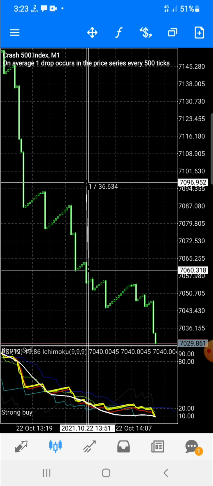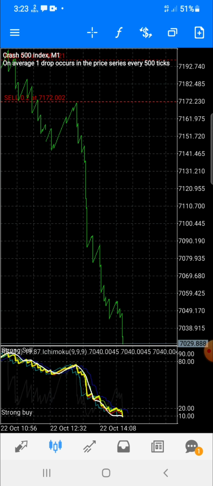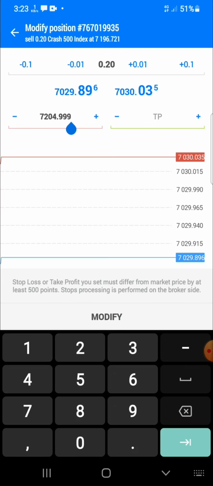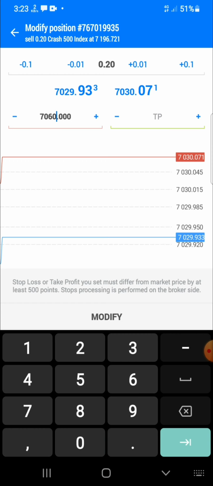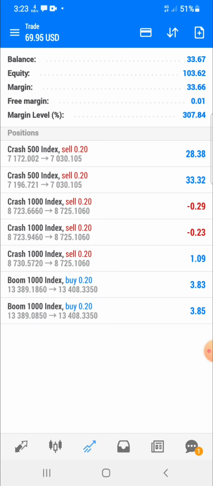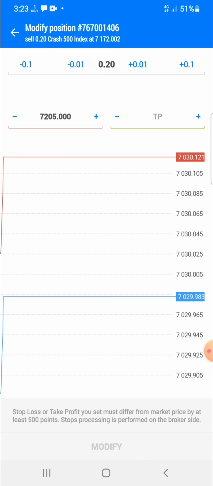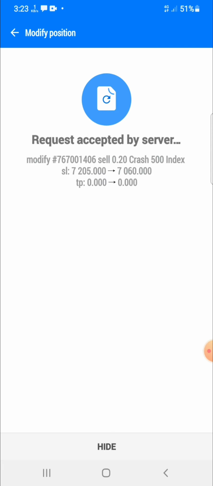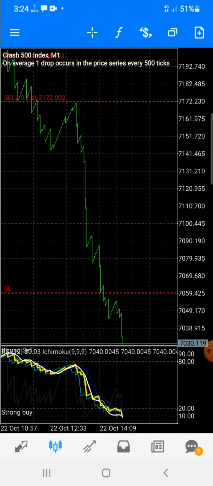So in situations like this where you get a series of spikes, you can just go and secure your profit, despite the fact that you can close at the respected level. You can just go and place a stop loss in profit and secure that position for sure, because even if it hits the stop loss, you are already in massive profit.